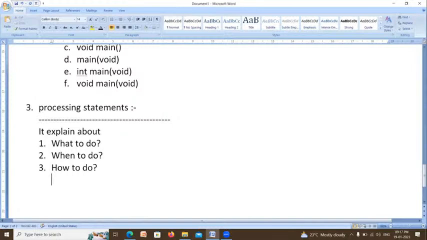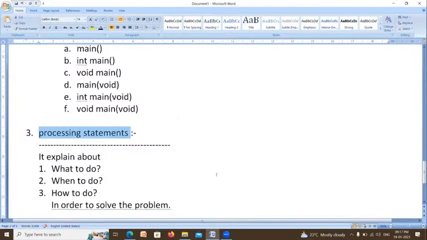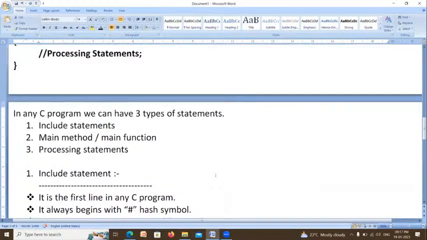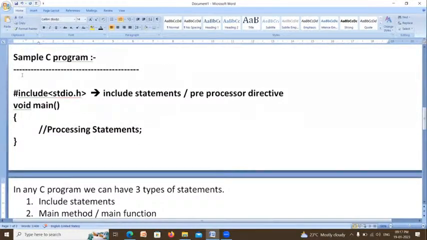Why? In order to solve a problem. If you want to solve the problem, what you have to do, when you have to do, how you have to do, those steps will be explained by using processing statements. So these are the 3 parts in sample C program, right? Now note on this.